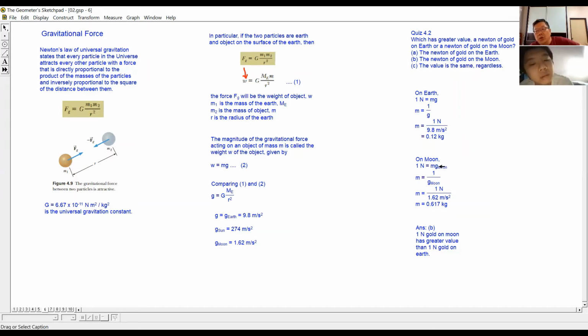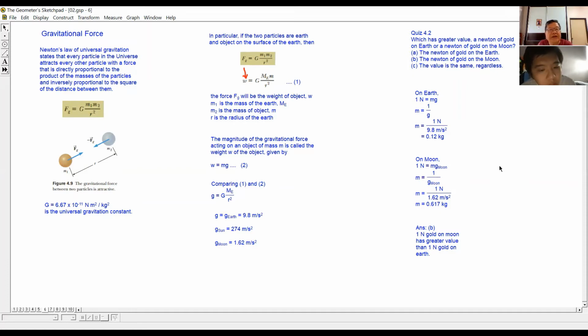Okay, now we go to the moon. 1 Newton on the moon is also the mass times the gravity on the moon. Then what is the mass? The mass is 1 divided by the gravitational pull of the moon, the g on the moon. It is 1 Newton divided by 1.62 meter per second squared. And we found the mass to be 0.67 kilogram.